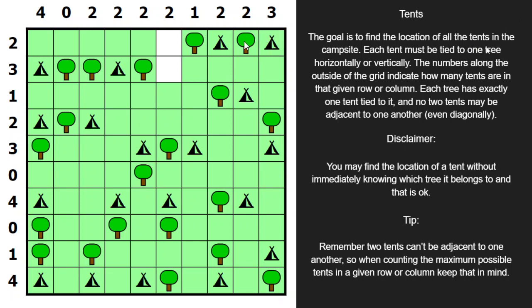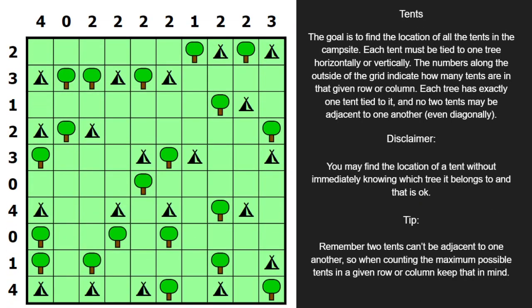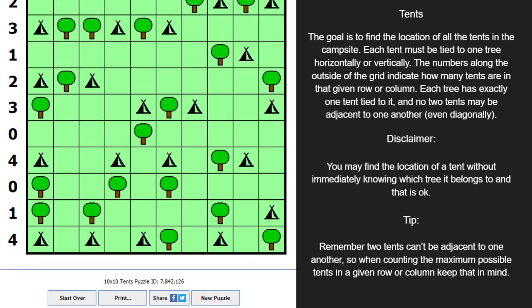So this tent is tied to this tree. This tent is tied to this tree. So this cell here can't be a tent. Otherwise, you'd have 2 tents tied to the same tree. And so now the last tent goes right there to solve this 2 clue. And that's it. So hopefully that made sense for you guys.